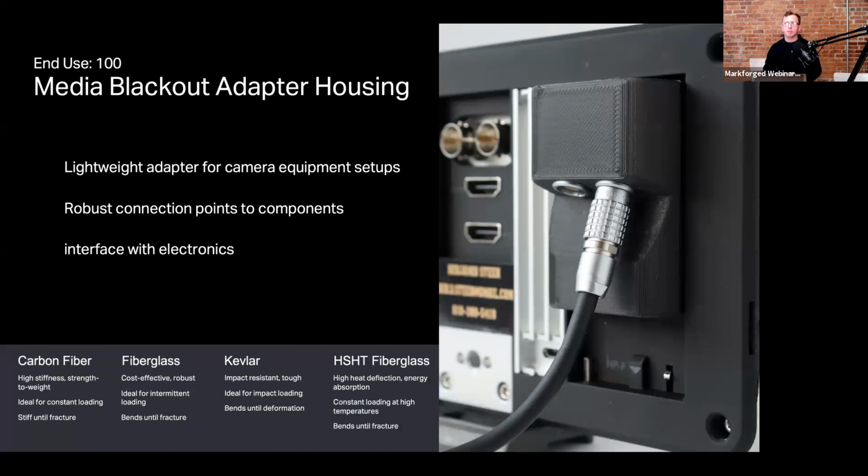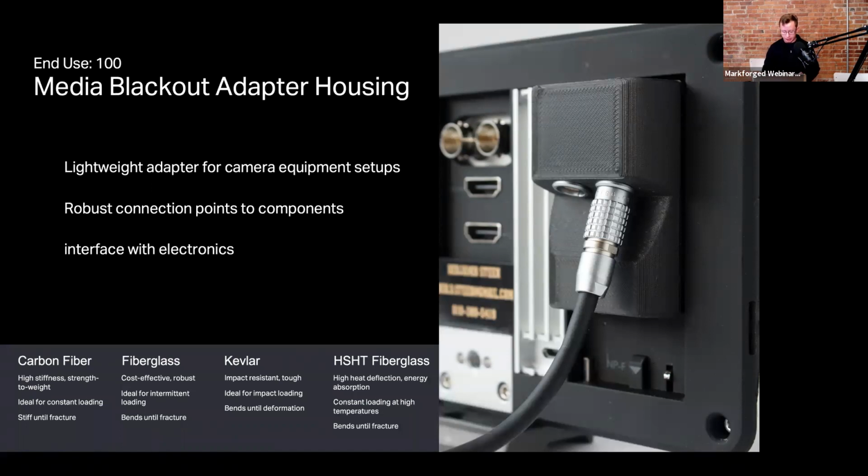So it looks like we have a tie between fiberglass and none. As I mentioned before, this is a lightweight adapter for camera equipment setup, so it does need to be pretty light. It also needs to be pretty robust. But when it comes down to it, this part is basically just a connecting point. It doesn't really experience that much load. It's mostly just serving to adapt one thing to another, and the forces from the things it connects to are altogether not that extreme. So none is the right choice for that.